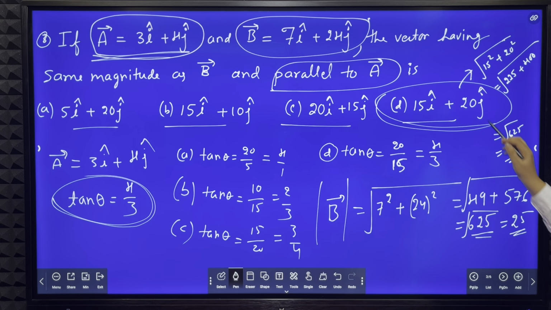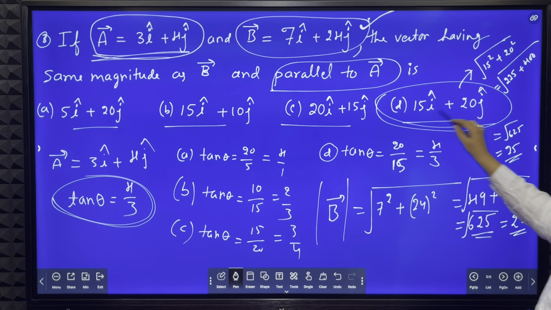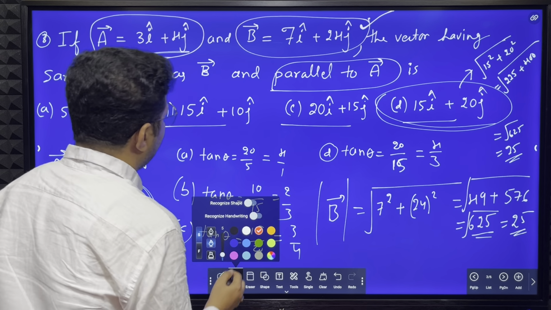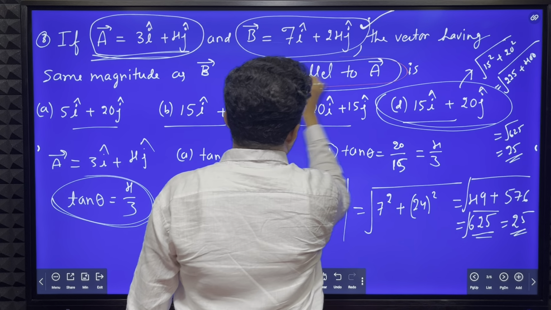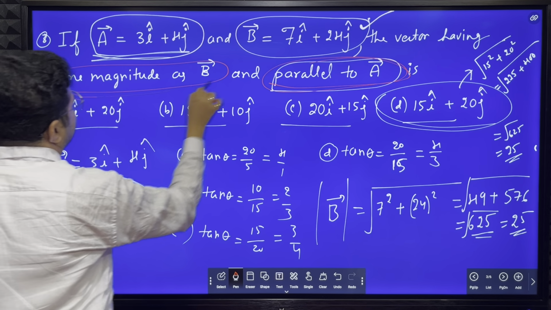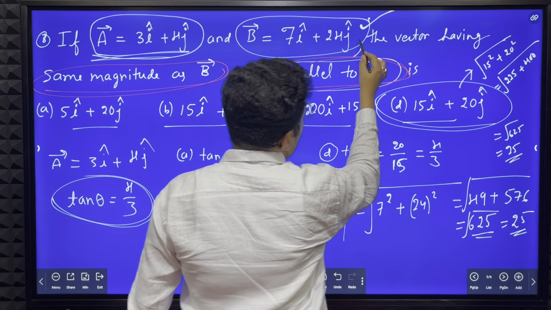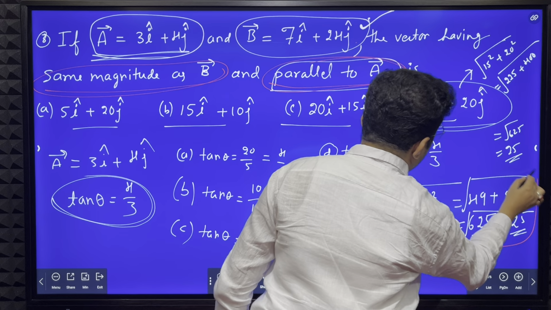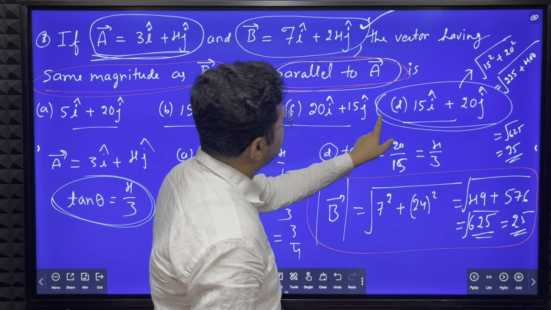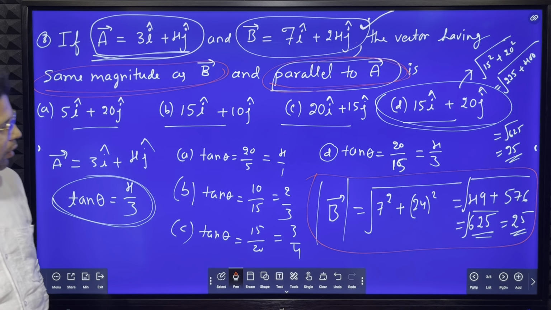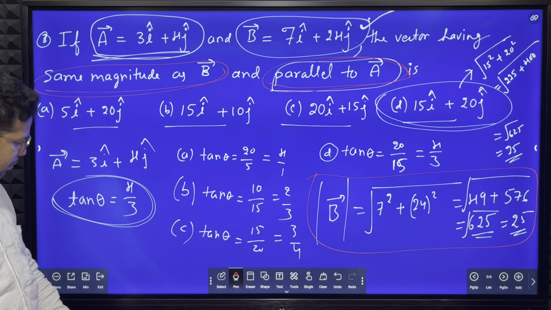So magnitude of B is equal to magnitude of option D. Therefore we have found a vector which is parallel to A and having same magnitude as B. Magnitude of B is 25. Magnitude of this vector is also 25. Hope you can understand this problem.